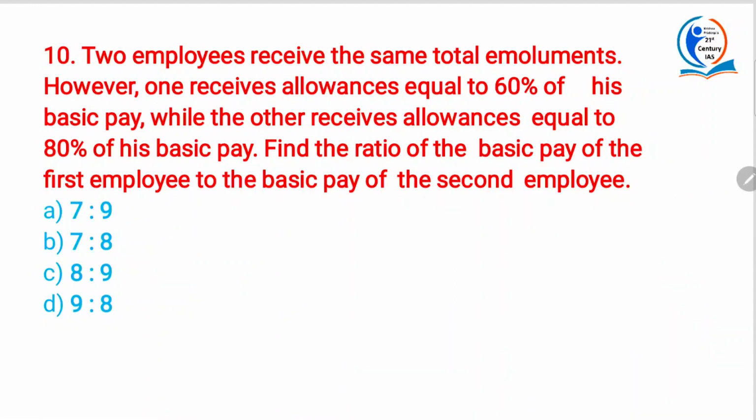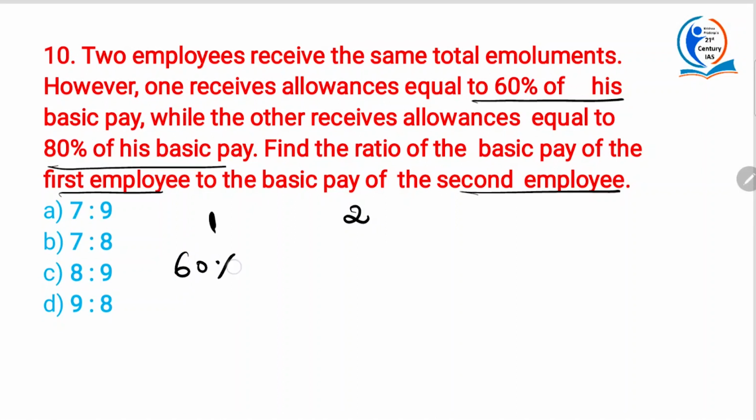Alright, now next question. 2 employees receive the same total emoluments. However, one receives allowances equal to 60% of his basic pay, while the other receives allowances equal to 80% of his basic pay. Find the ratio of basic pay of the first employee to the basic pay of the second employee. Okay, so first person, second person. Okay, he is having 60% of his basic pay. This fellow is getting 80% of his basic pay as allowance.